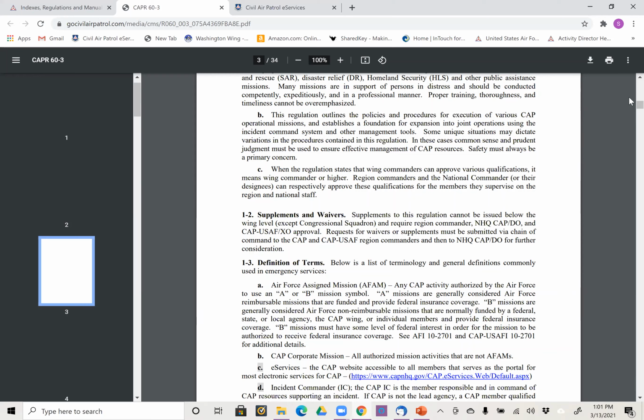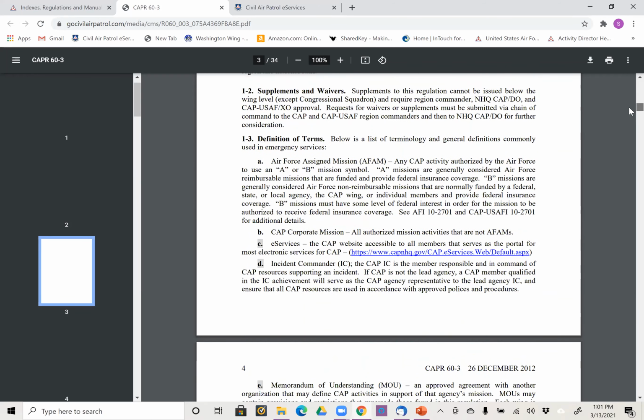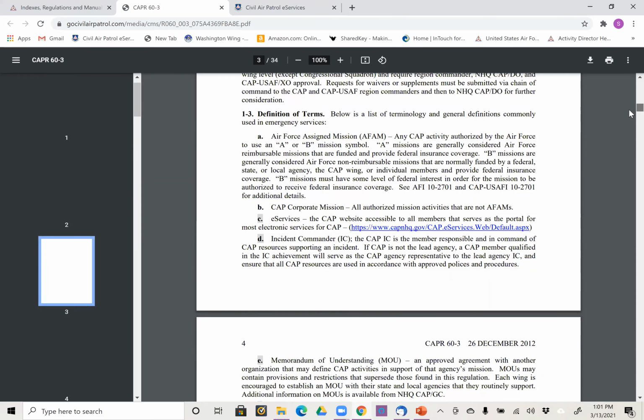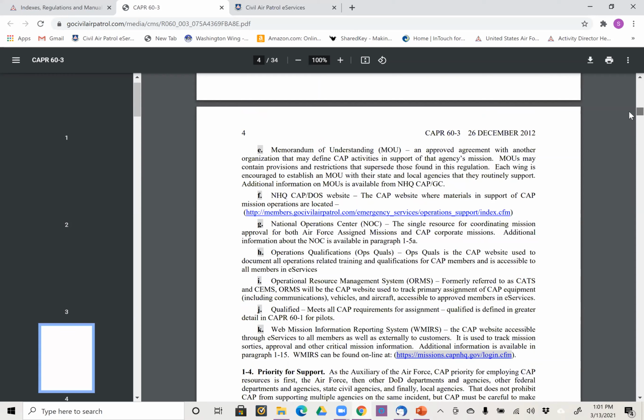So what is an OpsQual? Let's see if I can find that. OpsQual is the CAP website used to document all the operations-related training and qualifications. I urge each of you, especially if you haven't been in there, go in and look. If you don't know too much about it, explore, get with someone from your unit to help you find the different ones. Again, Mission Staff Assistant, MSA, is the most frequent entry level for cadets to get into emergency services. Mission Radio Operator is another good one that I'm personally fond of.